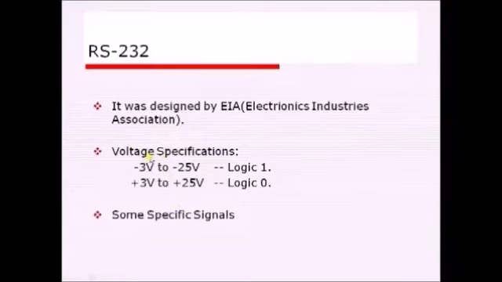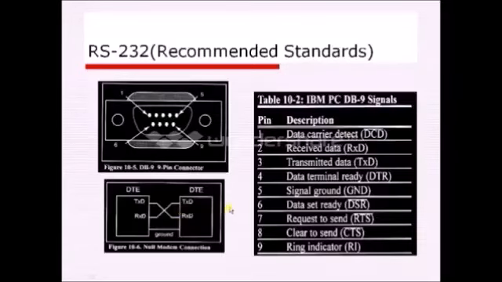In the voltage specifications, as you can see, it represents logic 1 with minus 3 to minus 25 volts and logic 0 with plus 3 to plus 25 volts, and it also specifies some signals. We will see what those are. These kinds of signals are called negative logic signals, and TTL signals are called positive logic signals. Why? Because here logic 1 is represented with negative voltages and logic 0 with positive voltages, which is why these are called negative logic signals. Let us see what kind of signals RS-232 specifies. It specifies 9 signals here.